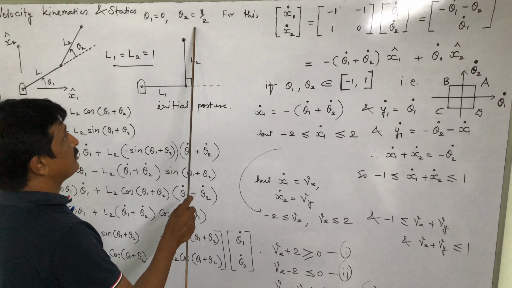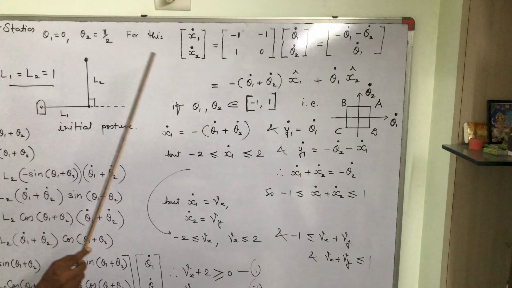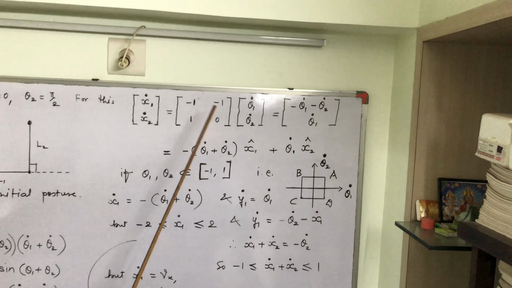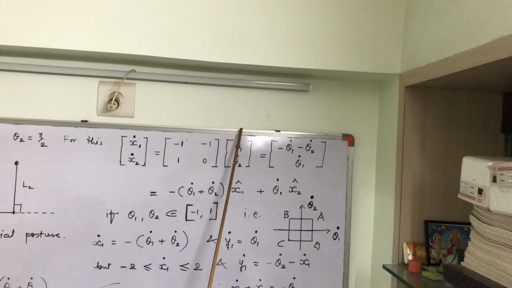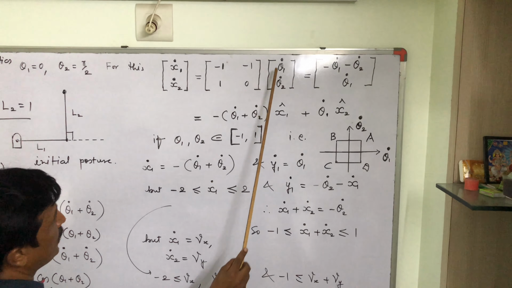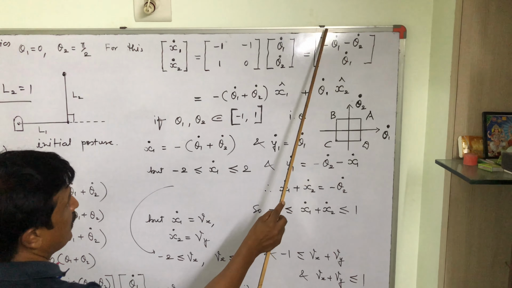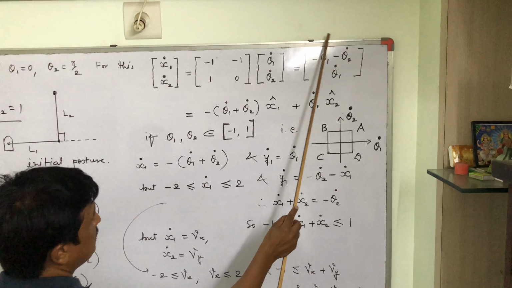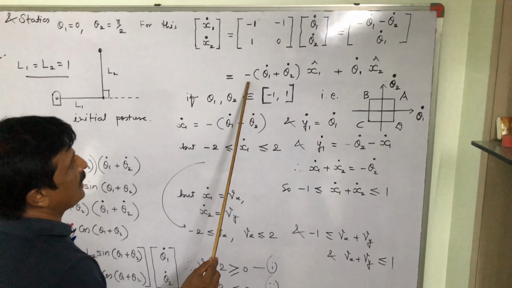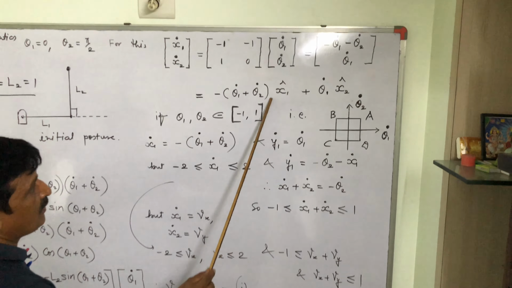We want to find the possible velocities in this condition at this initial moment, multiplying by theta 1 dot, theta 2 dot. So first row, this column, minus theta 1 dot, minus theta 2 dot. Second row, 1 into theta 1 dot, 0, 0, so theta 1 dot. So this gives the x component of its velocity at that instant: minus theta 1 dot minus theta 2 dot into x1 cap, which is the unit vector in the x direction.